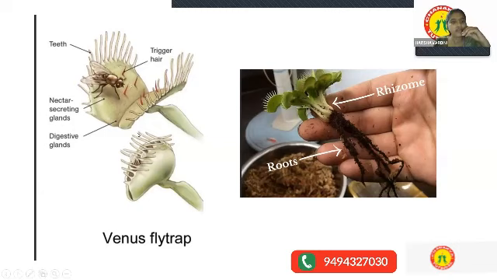So this is the Venus flytrap. If you see the structure of the Venus flytrap, it also has digestive glands that secrete digestive enzymes. Okay.